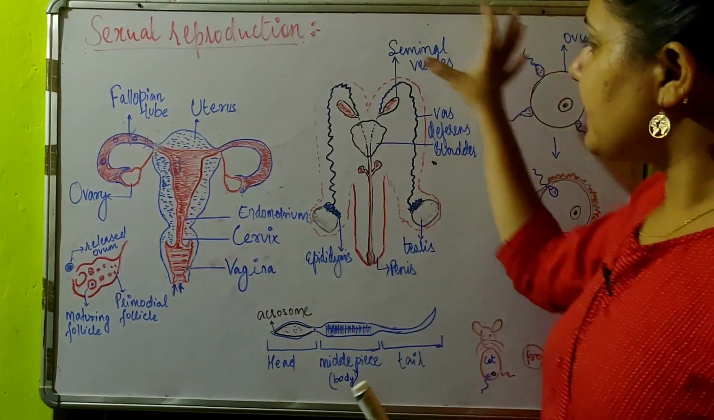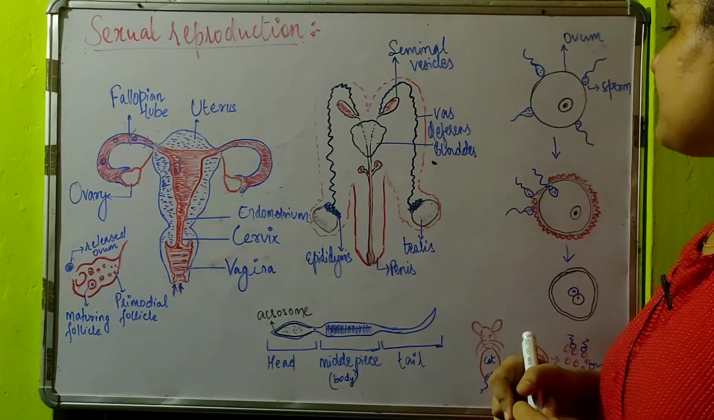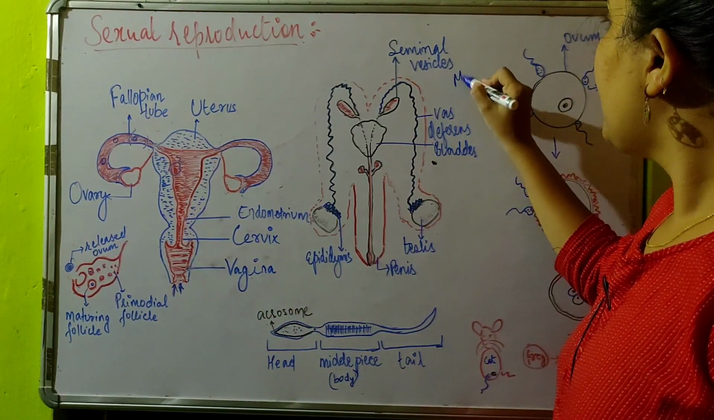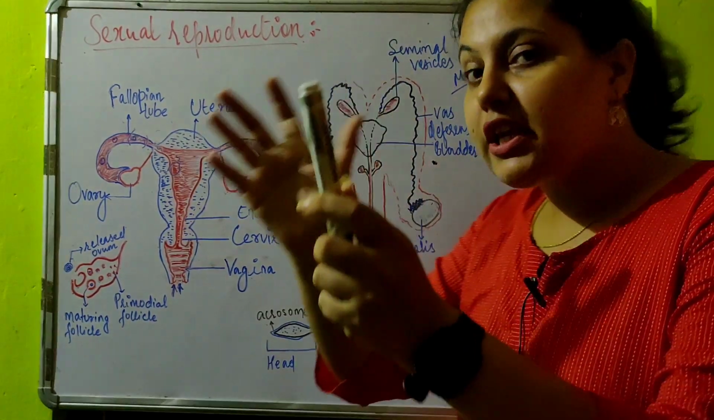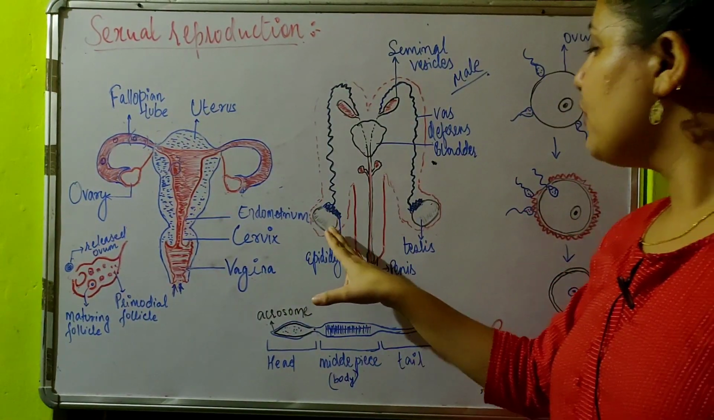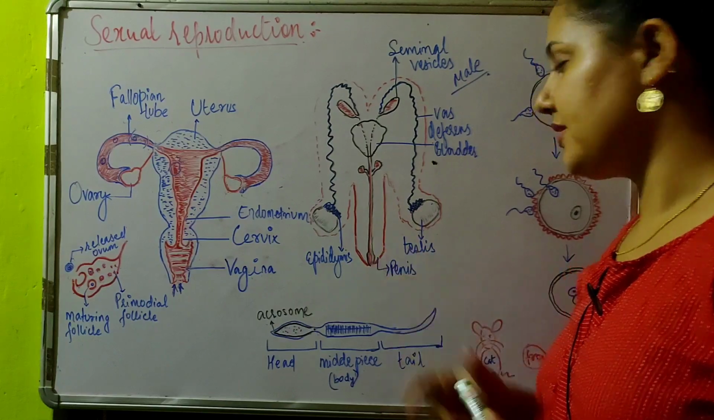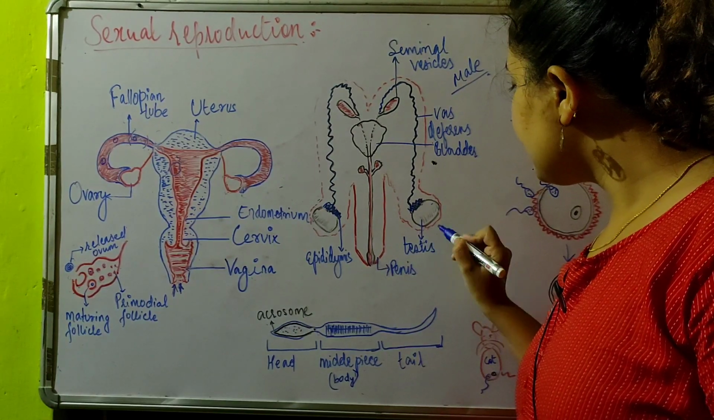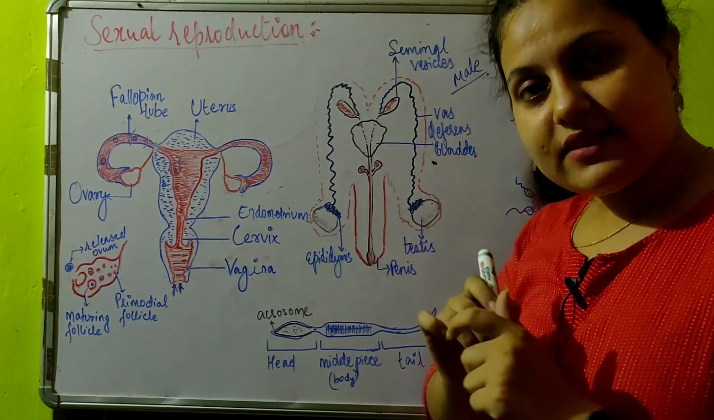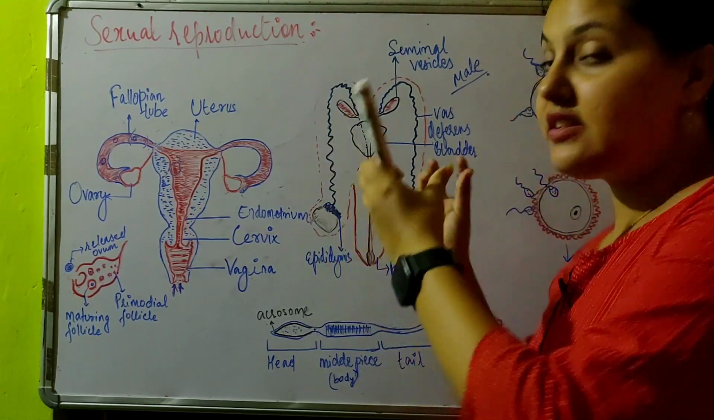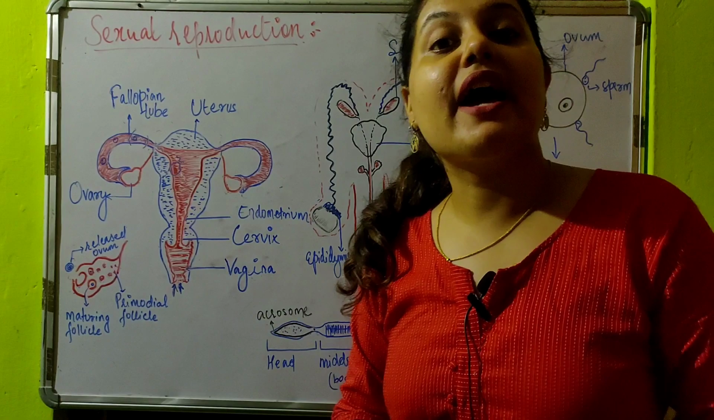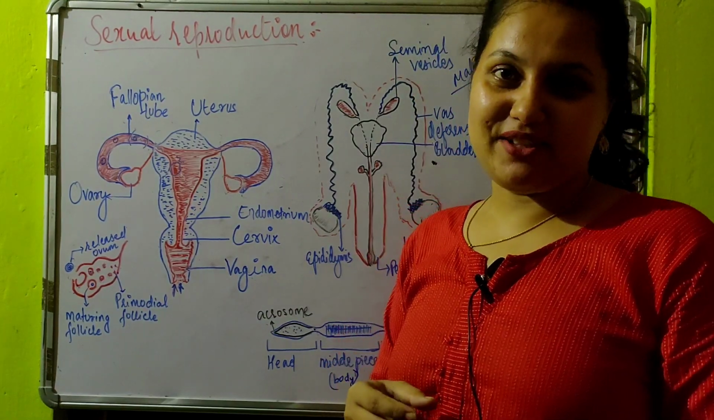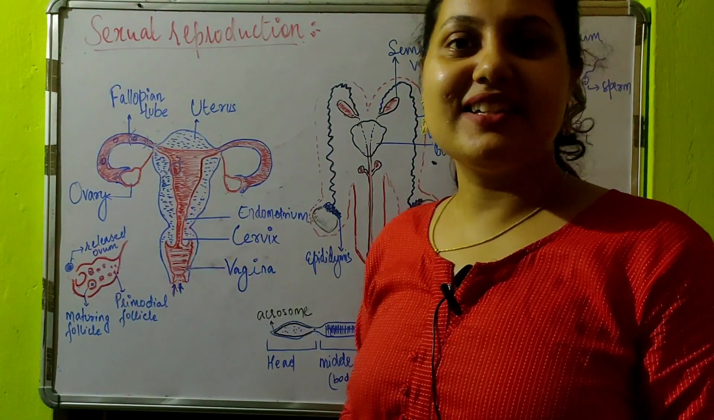Now first of all, let us come to the male reproductive system. This is the diagram of the male reproductive system. Here, what all things do we have? We have a pair of testes. The testes are ball-like structures which descend down outside the body, and here the production of sperms takes place. The sperm is produced in the testes.